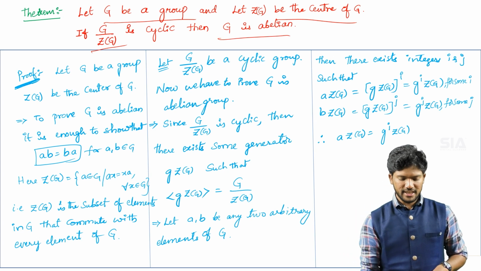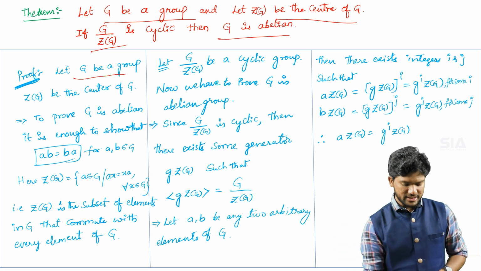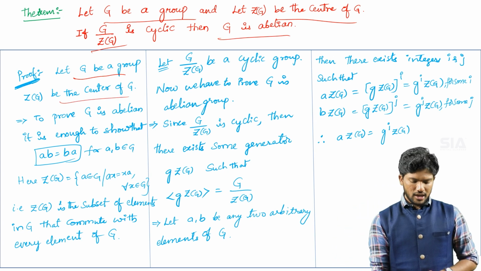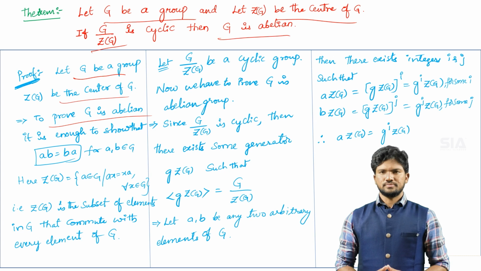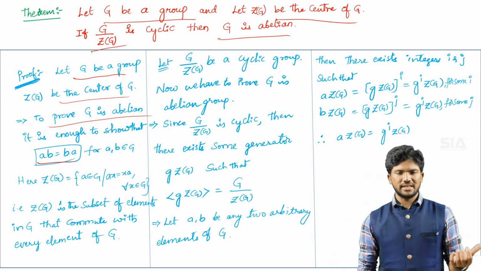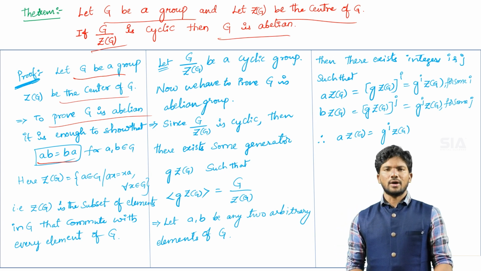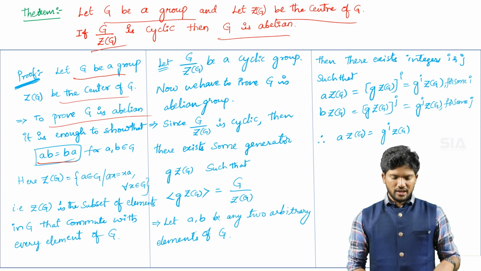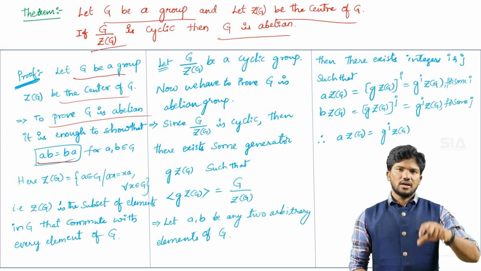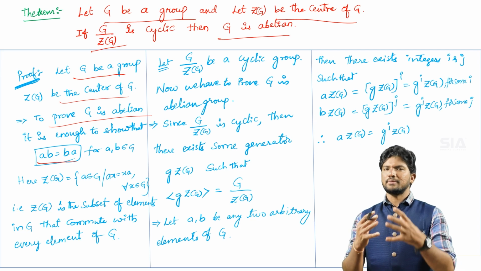Now you can see the proof. Let capital G be a group and Z of G be the center of capital G. Then to prove capital G is abelian, it is enough to show that a into b is equal to b into a with respect to multiplication for all a, b belonging to capital G. Why with respect to multiplication? Because here the factor group is cyclic, and a cyclic group is with respect to multiplication only.